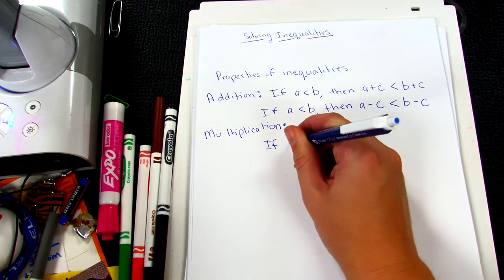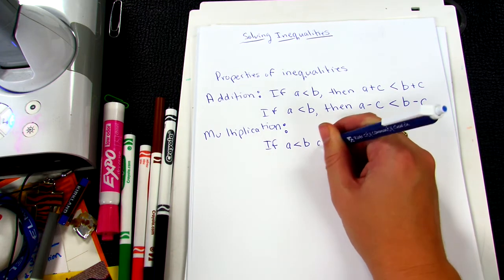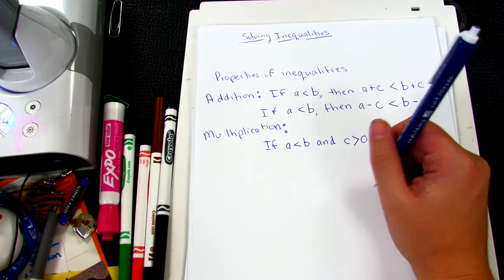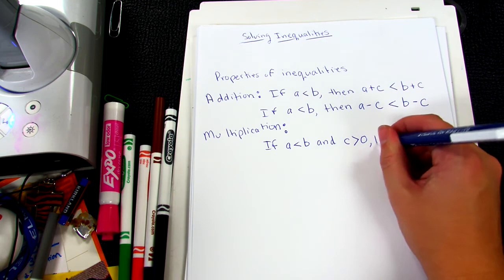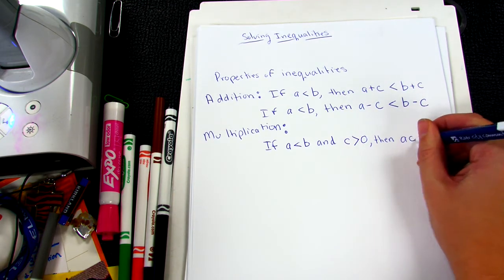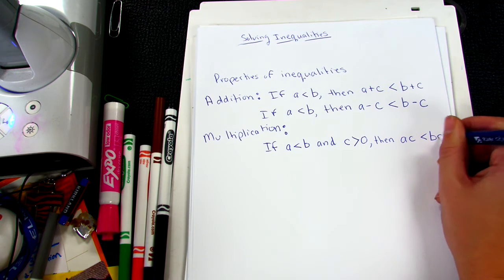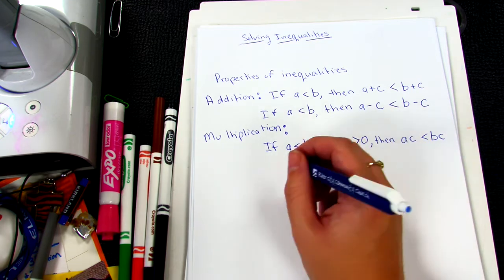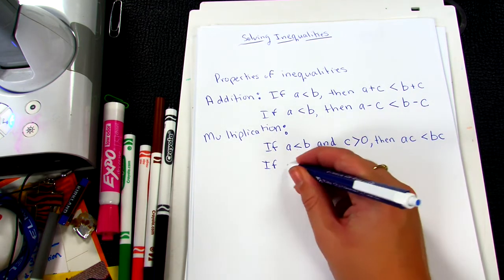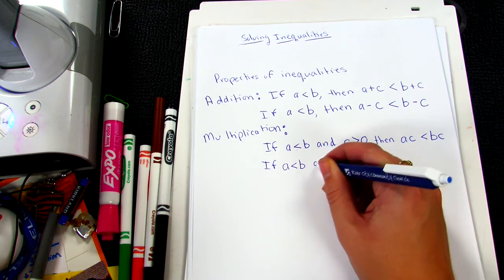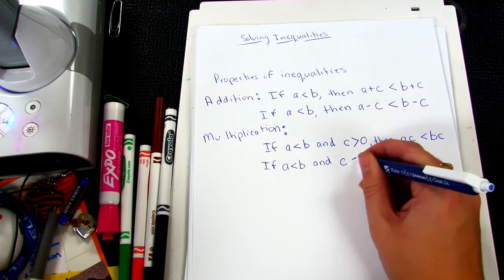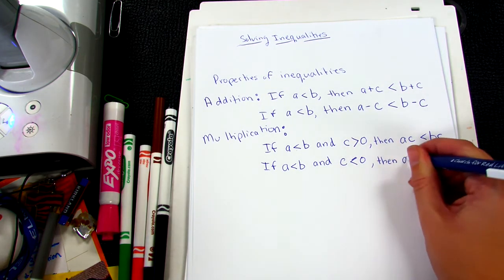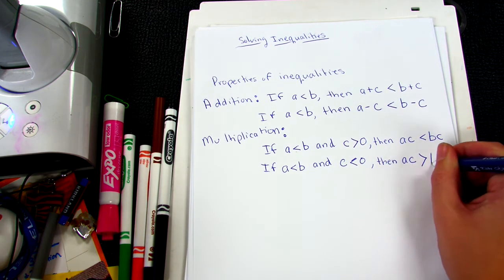If A is less than B and C is a positive number, so C is bigger than 0, then A times C is less than B times C. Our sign didn't change, okay? However, if A is less than B and C is less than 0, so C is a negative number, then A times C becomes greater than B times C.